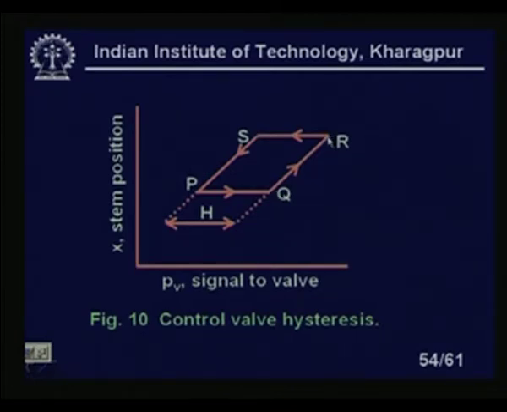While I am reducing the signal to the valve, because the x axis is the signal to the valve, while reducing the pneumatic signal, the stem position is not coming down. It will remain in the same position for some time, and after that it will go. So, this H is the hysteresis of the control valve. To kill this hysteresis, I need a valve positioner.